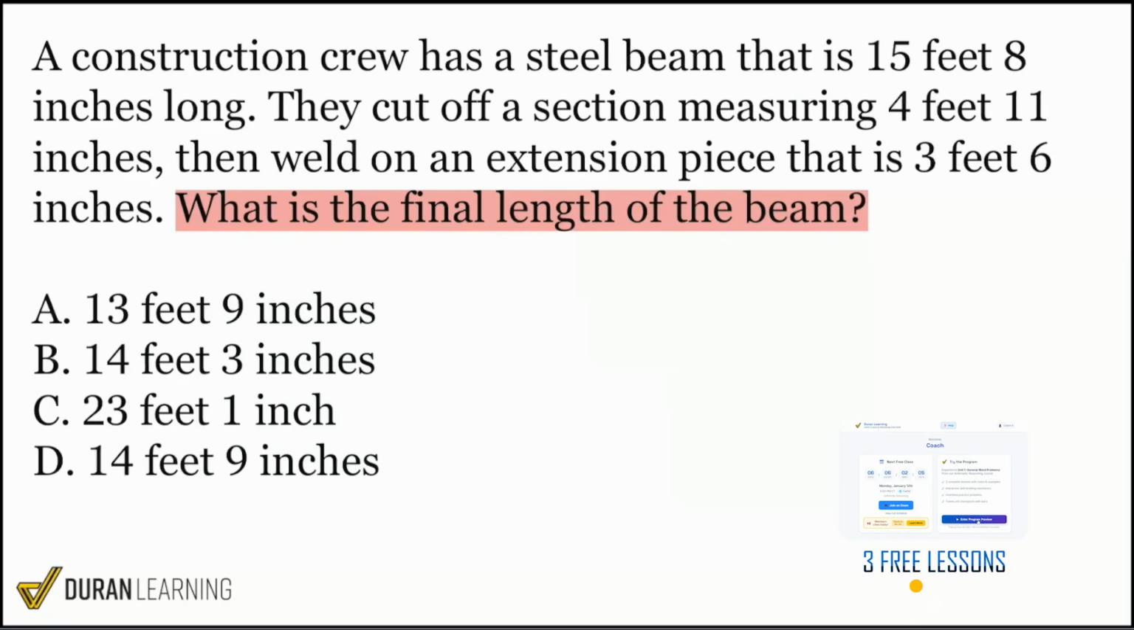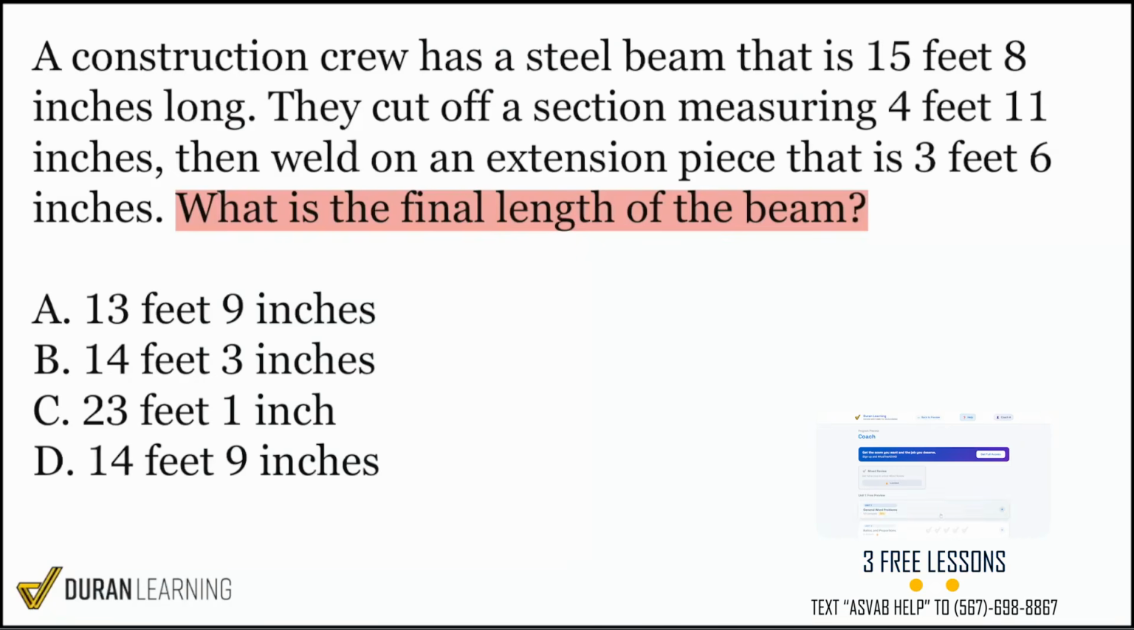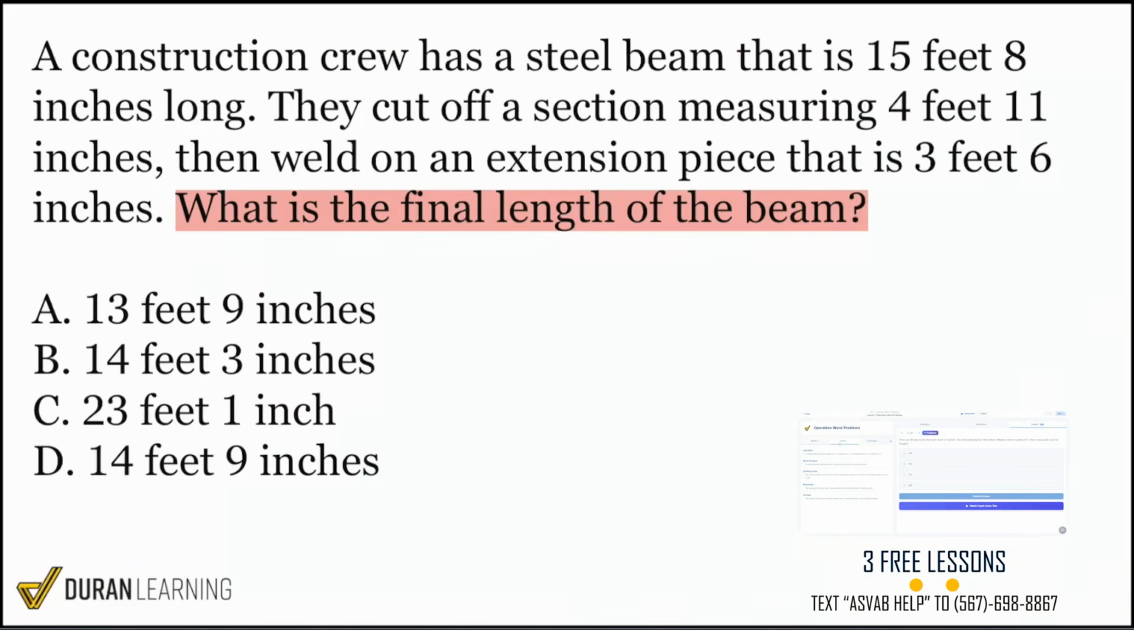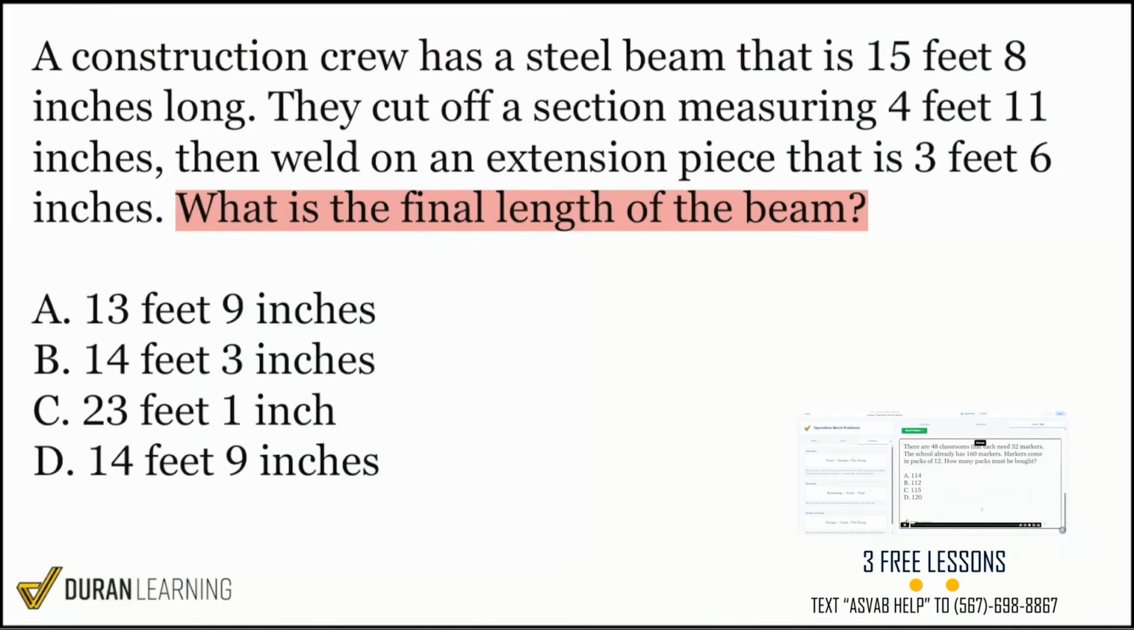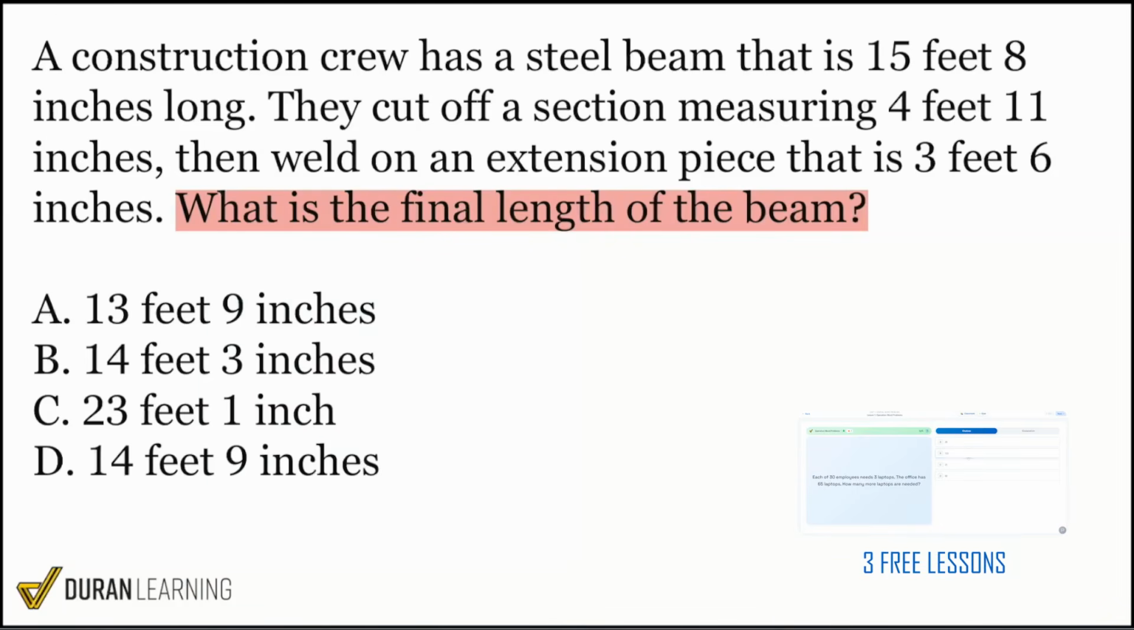Just like that. So now all we're going to do is read through the information, and all we care about is, again, the beam and anything that happens to it in the beginning and the middle. Because here, we're going to find out at the end. So here, let's go. A construction crew has a steel beam that's this long. Okay, so I'll just write that down. We start off with 15 feet and 8 inches.